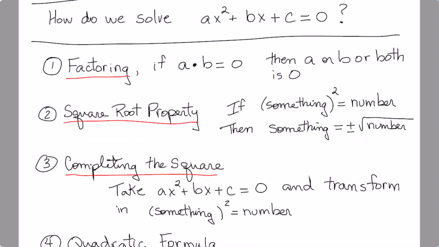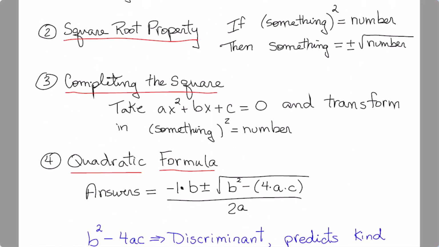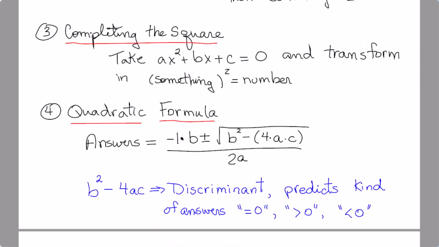Our third way is called completing the square. It does work. It's a bit long and torturous. The idea is I want to take my basic equation and turn it into the format for the square root property, because we know how to solve that now.